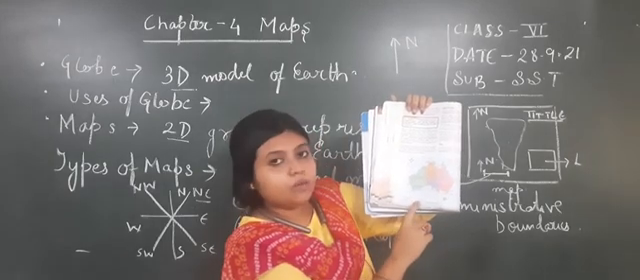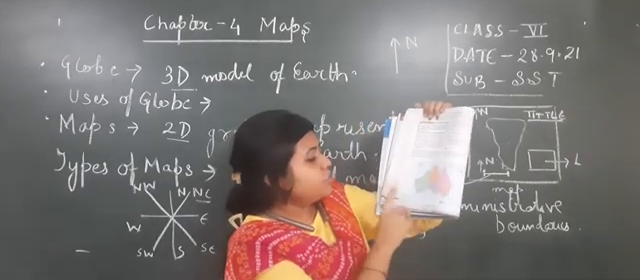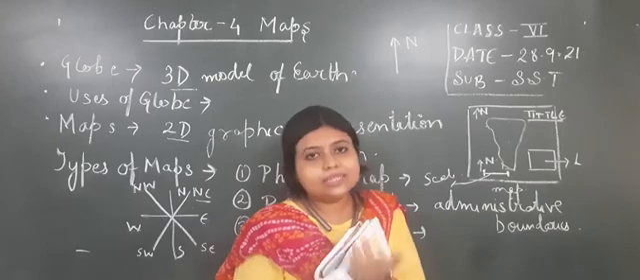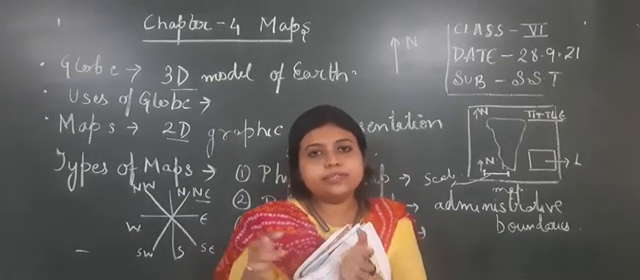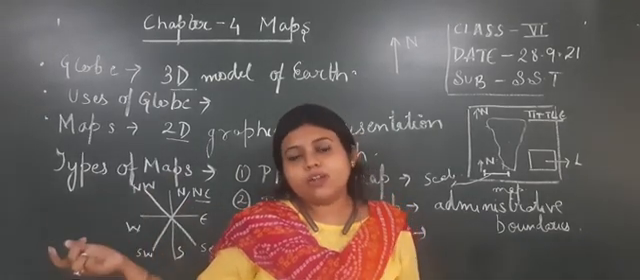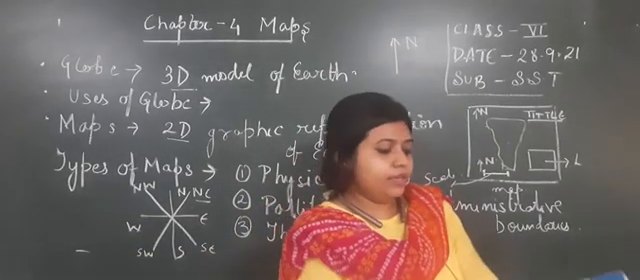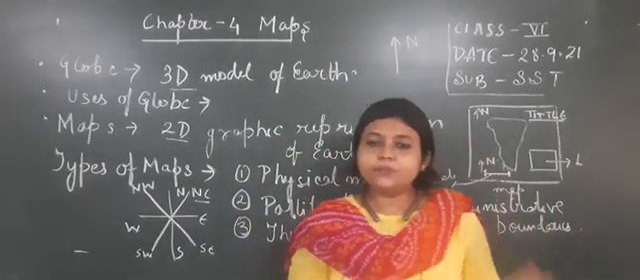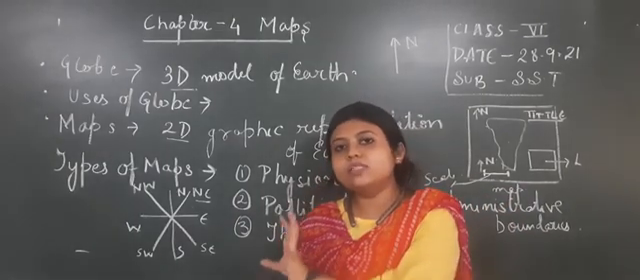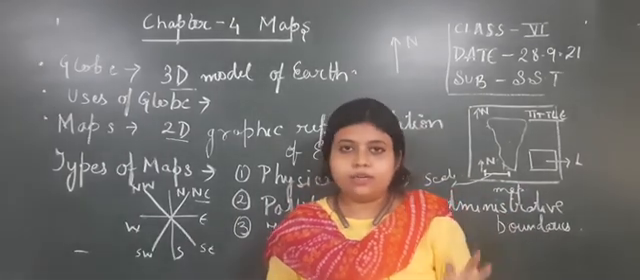In kilometers, it is showing 0 to 500. That means 1 centimeter represents 500 kilometers on the ground. Okay, 1 centimeter in the map, that represents what? 500 kilometers on the ground.